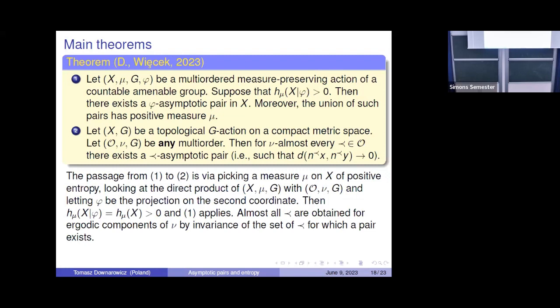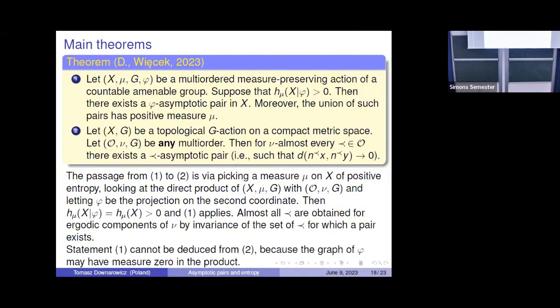And for almost all Pretz, how do you get almost all Pretz? You get it by decomposing into ergodic parts, and on each ergodic part, the set of those Pretzes for which an asymptotic pair exists is invariant and has positive measure. So it must have measure 1 for each ergodic measure, and thus for any measure. Now, the opposite direction is not easy.